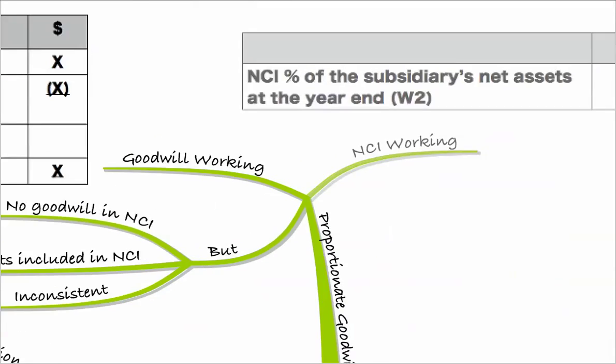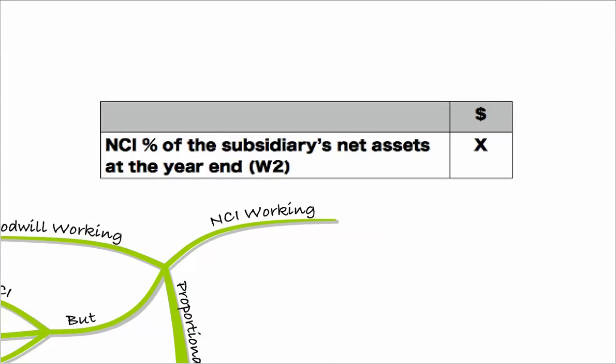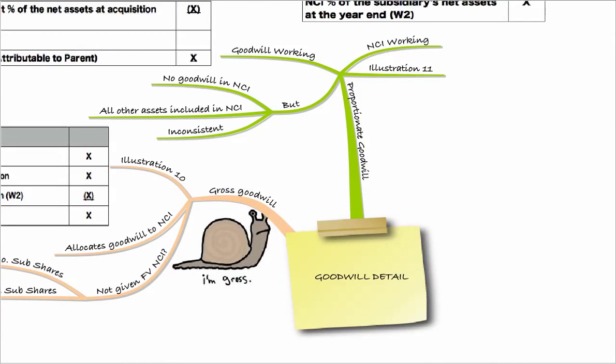Either is acceptable. The NCI working would be this then, because we wouldn't have a fair value of the NCI to use in our other working, so you also need to learn this working. The NCI percentage times the subsidiaries' net assets at the year end from our working 2. We did some detail on that in illustration 11. Make sure you can do that calculation in illustration 11 because it's important just in case the examiner would ask it.